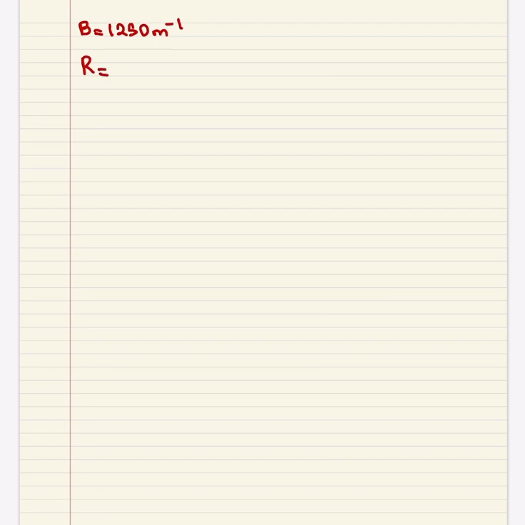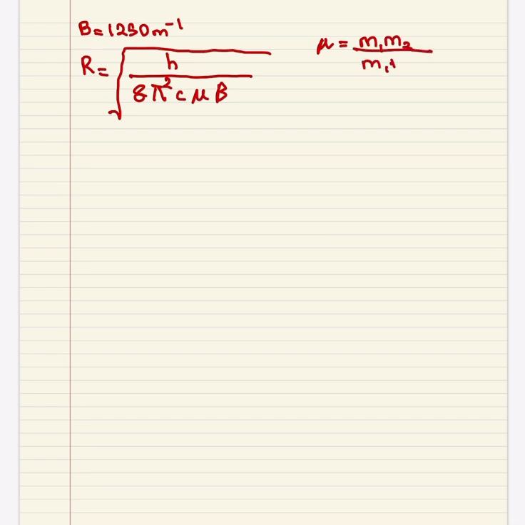The bond length stands for R. It represents the square root of h, which is the Planck constant, divided by 8 pi squared, the speed of light constant c, and then mu. And we have a different formula for the mu, which I'll introduce in a bit, and then B, which is the rotational constant. Mu is the reduced mass of the molecule in atomic mass units. So the equation for the mu is m1 times m2 divided by m1 plus m2.